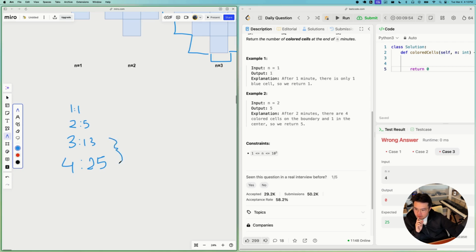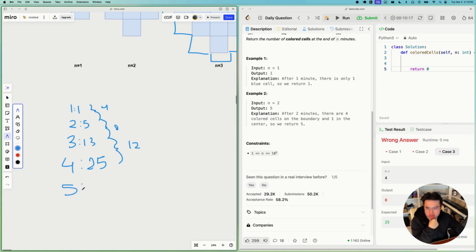The difference between this is 12. The difference between this is 8. And then the difference between 1 and 5 is 4. So that's kind of a pattern. I mean, I'm doing this so badly, but at least I feel like there might be a pattern.